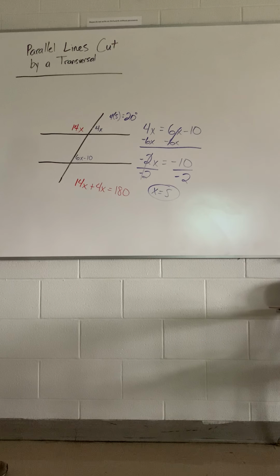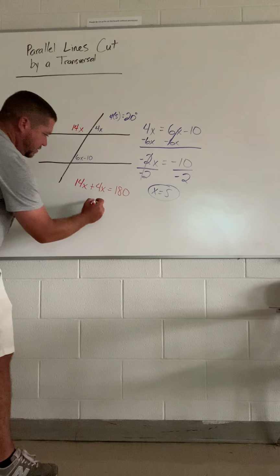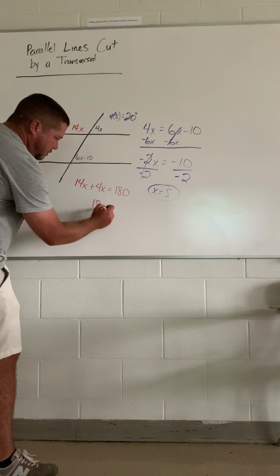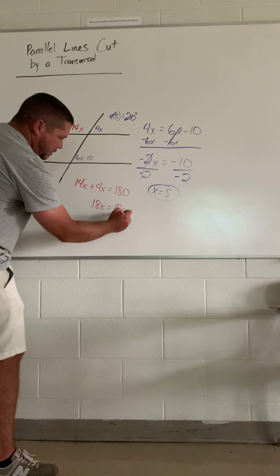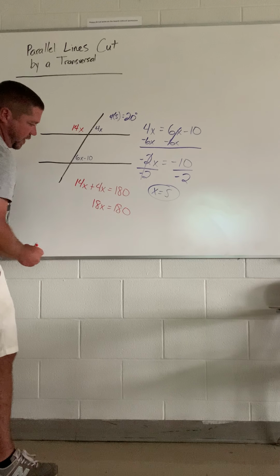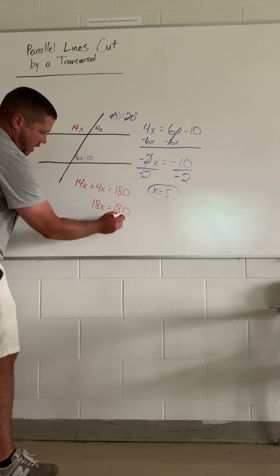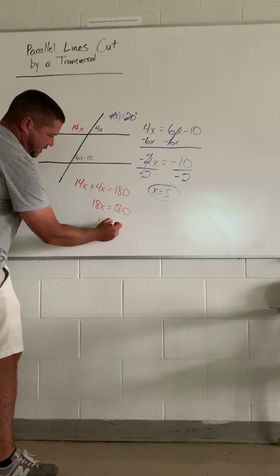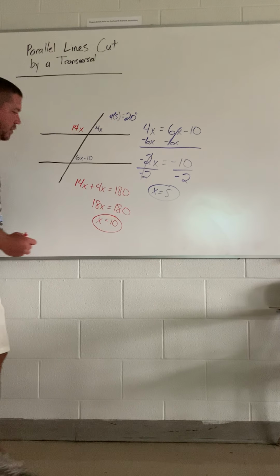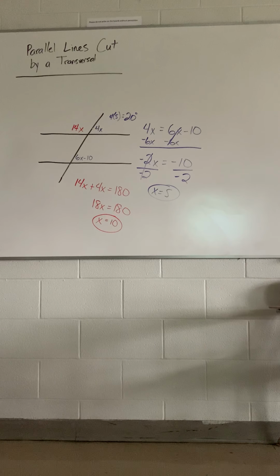Okay. Same thing, we solve for x. 14x plus 4x is 18x equals 180. And then divide by 18 to find the value of x. 18 divided by 18 is 1. 180 divided by 18 is 10. So our value of x is 10. You could plug that back in now to find the measure of your angle.